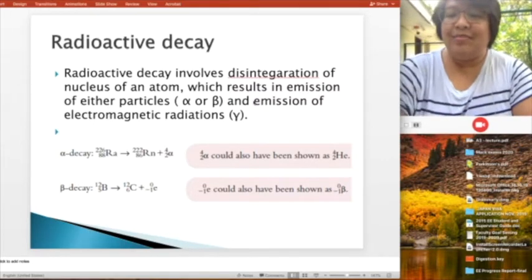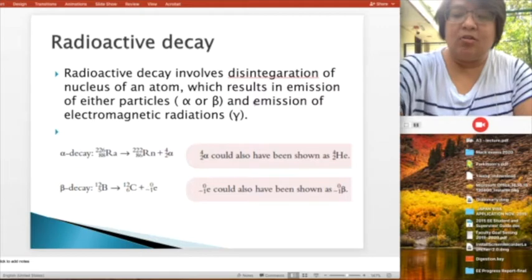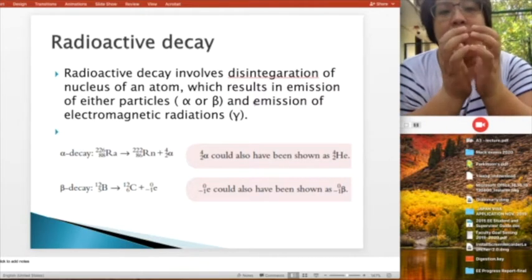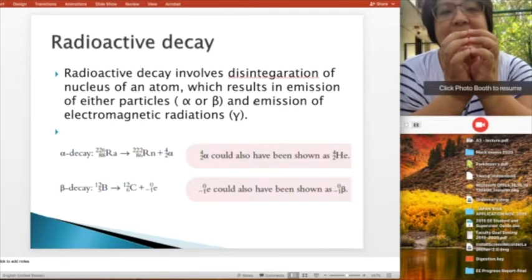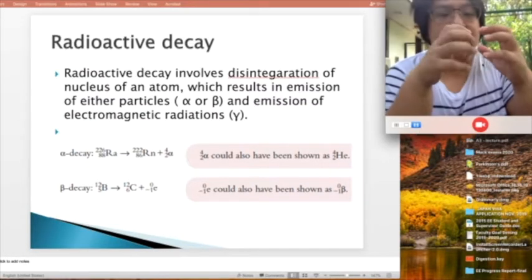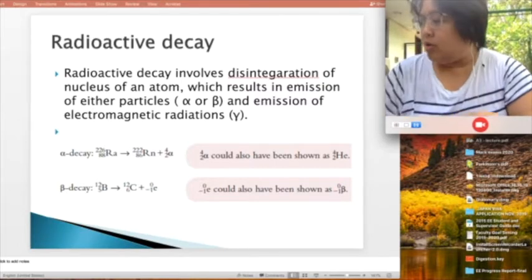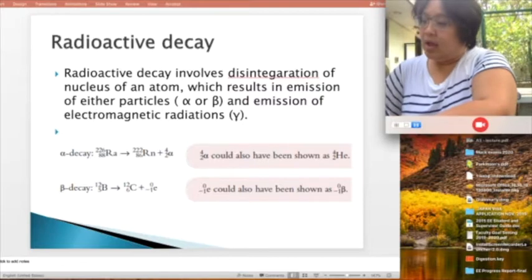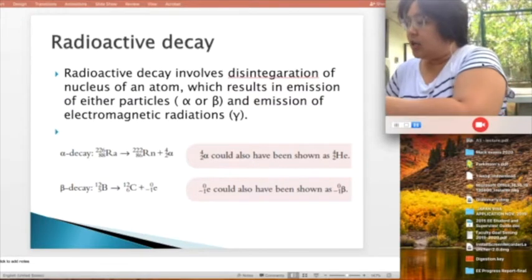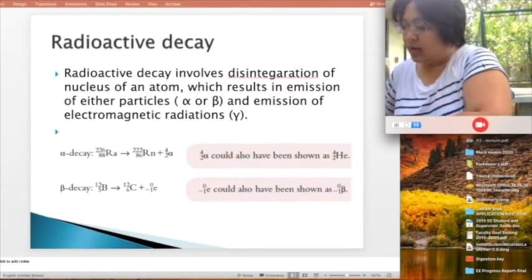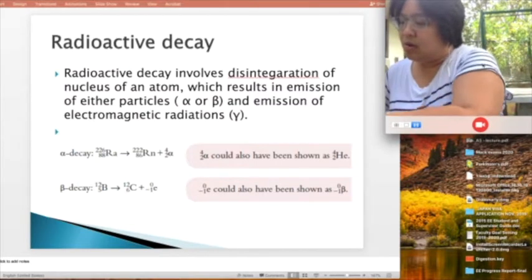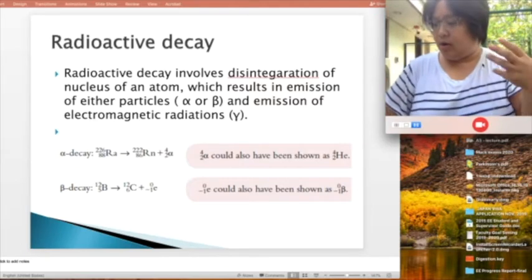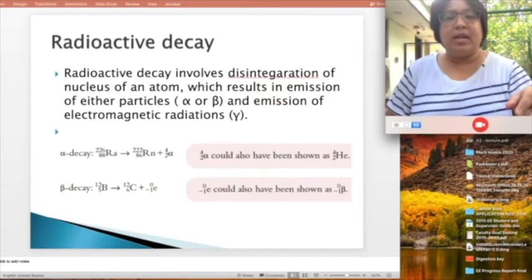Radioactivity or radioactive decay talks about how some isotopes are not stable, meaning they can disintegrate, and as they disintegrate, they can emit radiation. There are several types of radiation that they can emit. It can be alpha, beta, gamma radiation. There's also positron radiation. So what you need to know are the three radiations: alpha, beta, and gamma radiation.